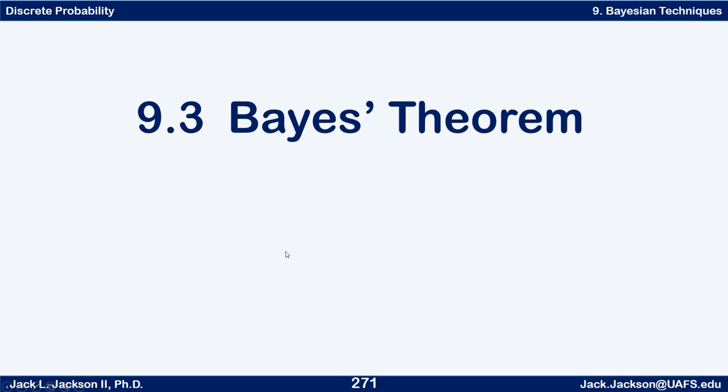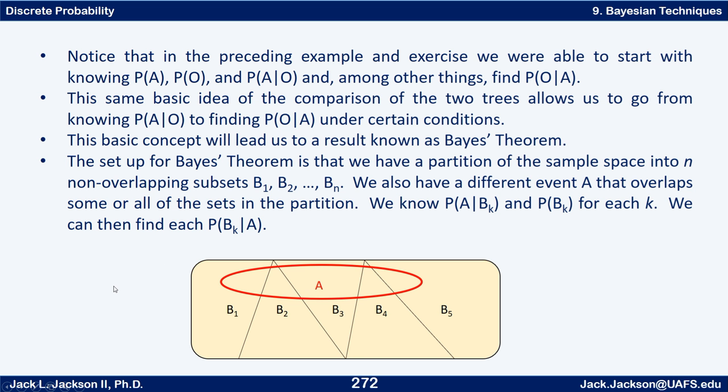Okay, so here's the basic setup for Bayes' theorem. In the preceding examples and exercises, we were able to start by knowing the probability of A, probability of O, and probability of A given O, and among other things, find the probability of O given A. So the basic idea is comparing 2 trees and allowing us to switch the conditional probability around. This basic concept will lead us to a result known as Bayes' theorem. It's a slightly different collection of known things than the previous stuff, but it's the same basic technique of looking at the 2 trees that makes this work.